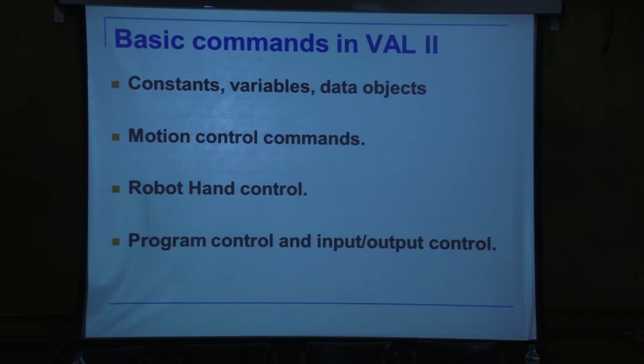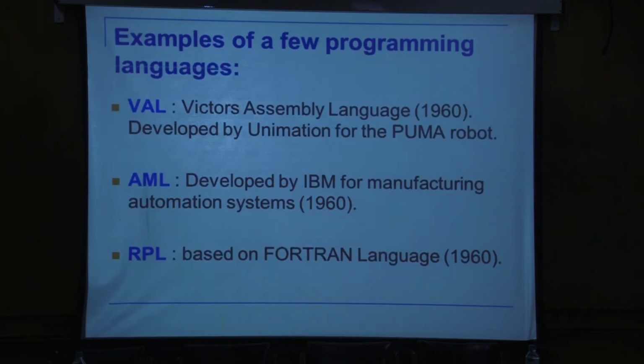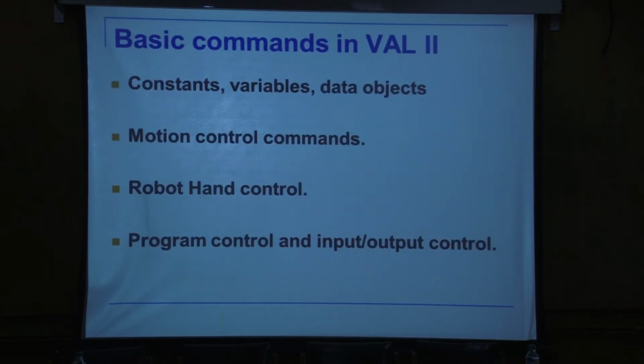Now, what does a VAL language program consist of? What does the program look like? So we'll be looking at the VAL 2 language, which can be used for the PUMA robot and most industrial robots of today. The basic structure of the VAL 2 language is that when we write a program, the first thing would be the constants, variables, and data objects. So our program will be in this order when we write the program.